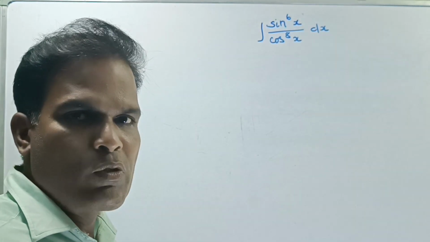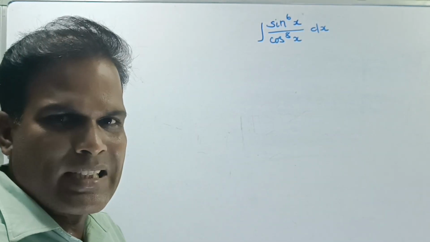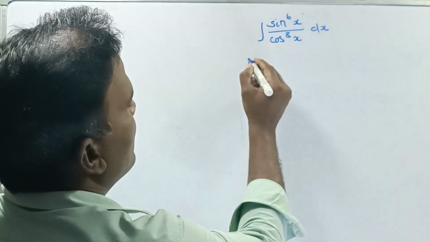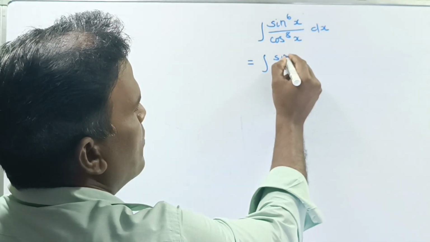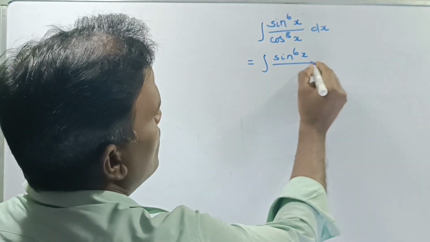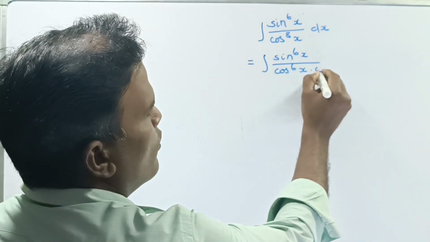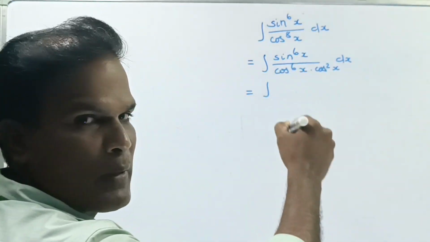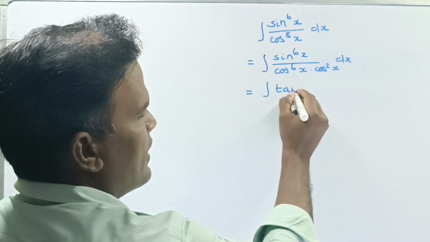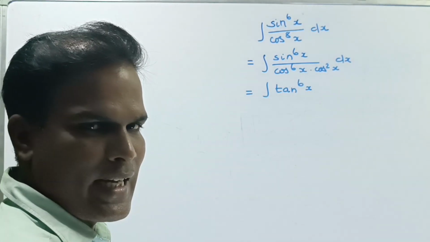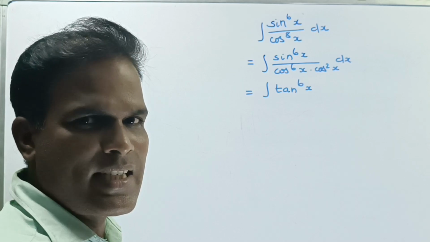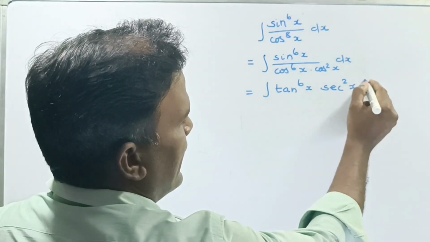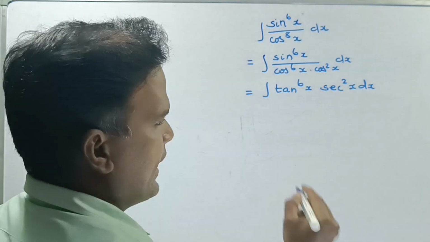Look at this problem. We are going to integrate by using the substitution method. Now let us adjust this problem. Integral sin power 6x by cos power 8x into dx. We can write this as integral sin power 6x divided by cos power 6x into cos square x dx. Now, sin power 6x by cos power 6x is tan power 6x, because sin theta by cos theta is tan theta. 1 by cos square x is secant square x dx. Now take the substitution, tan x equal to t.